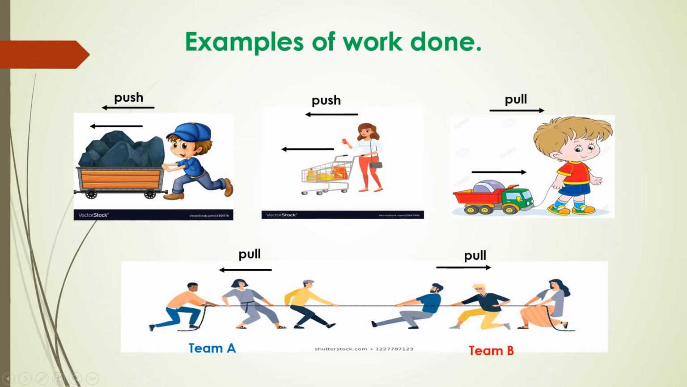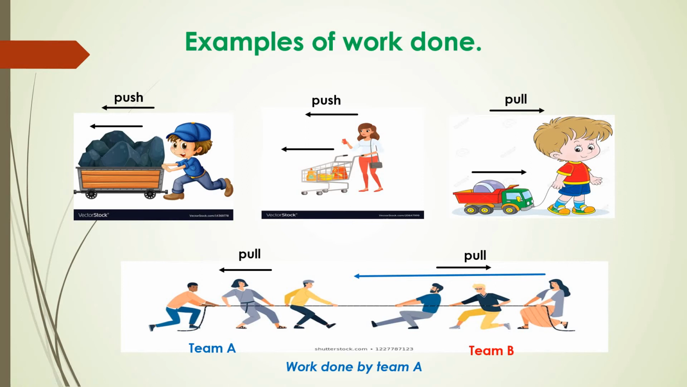Now they want to do work. They want to win this game by doing work. Now the work done, or the winning, will depend on whose pull force is greater. Suppose the pull force of team A is more than the pull force of team B. So what will happen? Team B will now start moving towards team A, towards the direction of the pull force applied by team A, and the result will be that team A will win.